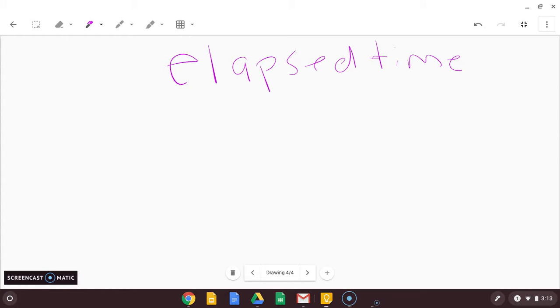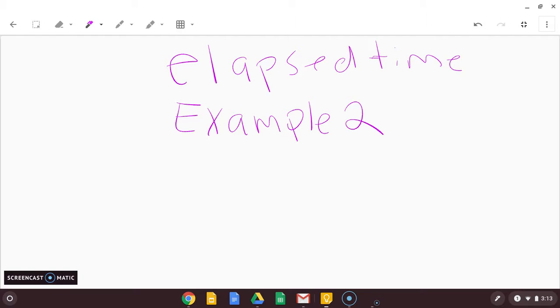All right, so I'm on example 2 in your book. And this is what it says. In the afternoon, Cai arrives home from school 1 hour 50 minutes later than the time shown on the clock. What time does Cai arrive home from school? All right, so I'm going to do my best at drawing the clock.